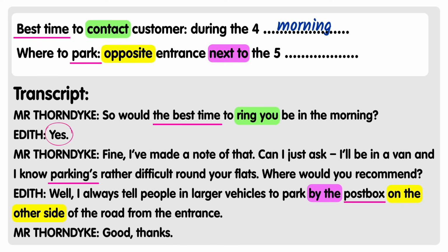And also there is another trick and trap here. As you remember, in our last video, we talked about this trap, and that is word order. The word order is changed here. In the question, "opposite entrance" comes first, and after that, "next to" the blank. But here, we first see "park by the post box on the other side of the road from the entrance." So that's the word order trap. And the correct answer here is by the post box. By the post box. All right.